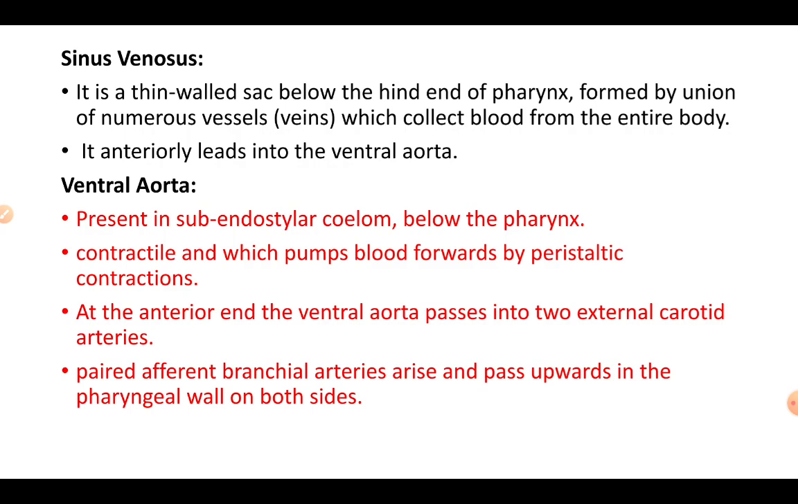When this sinus venosus contracts, it pumps the blood anteriorly into the ventral aorta. That means from the sinus venosus, one blood vessel continues forward, which is called the ventral aorta. What is this ventral aorta? The ventral aorta is a large median longitudinal artery extending forward from the sinus venosus. It runs mid-ventrally in the wall of the pharynx below the endostyle.